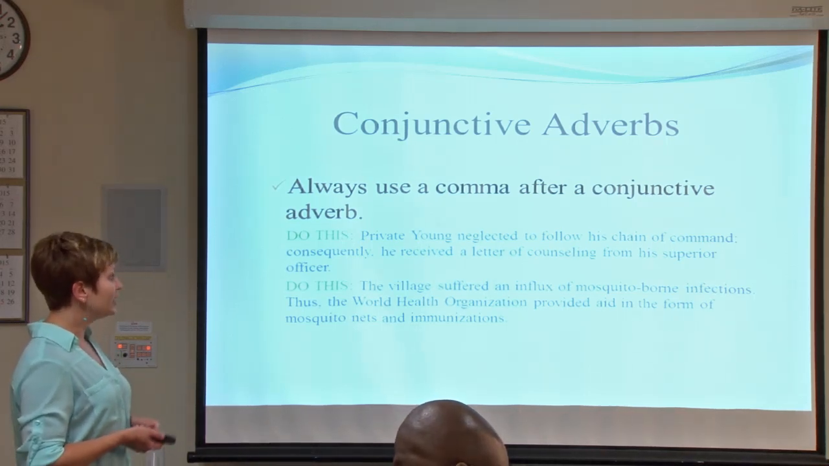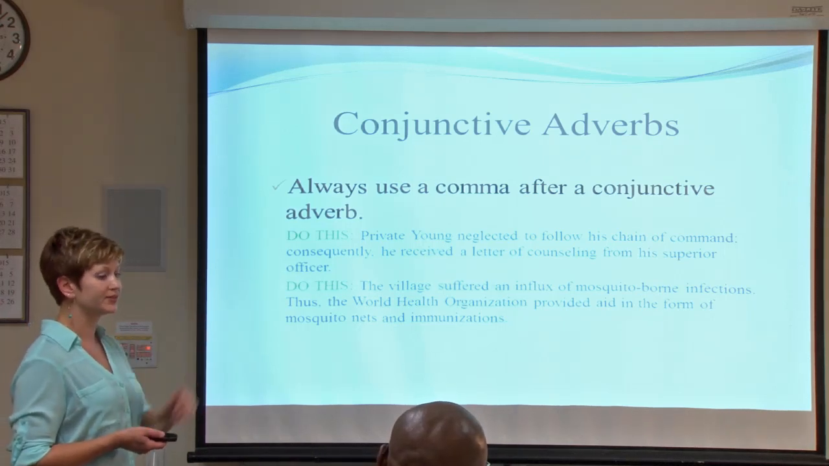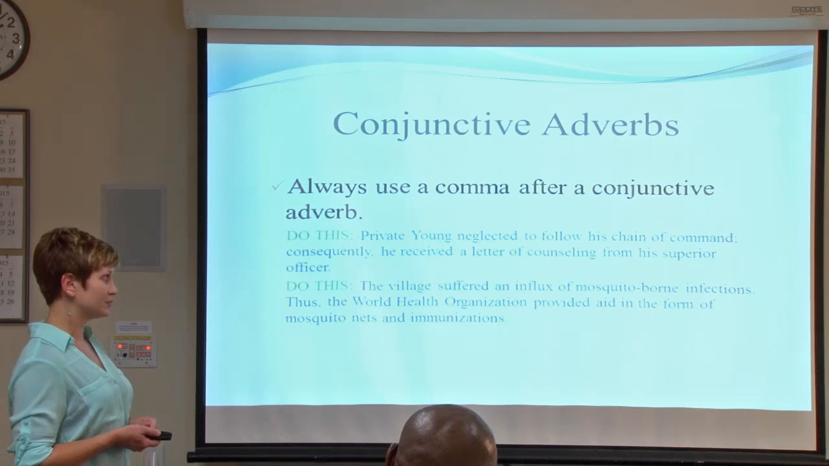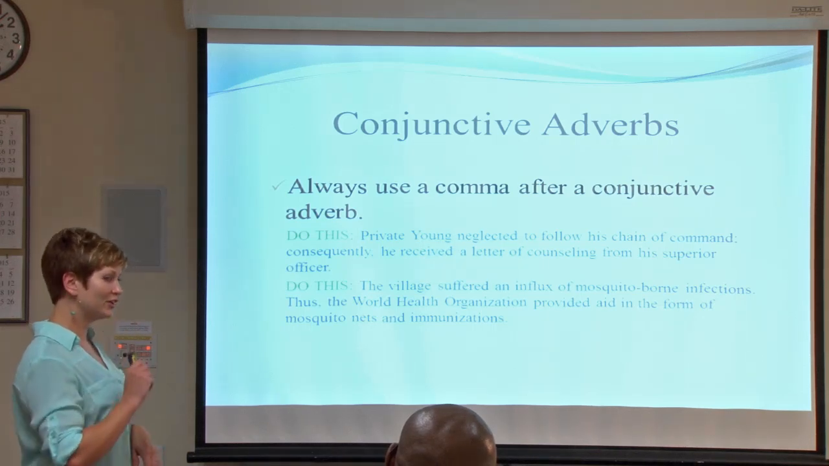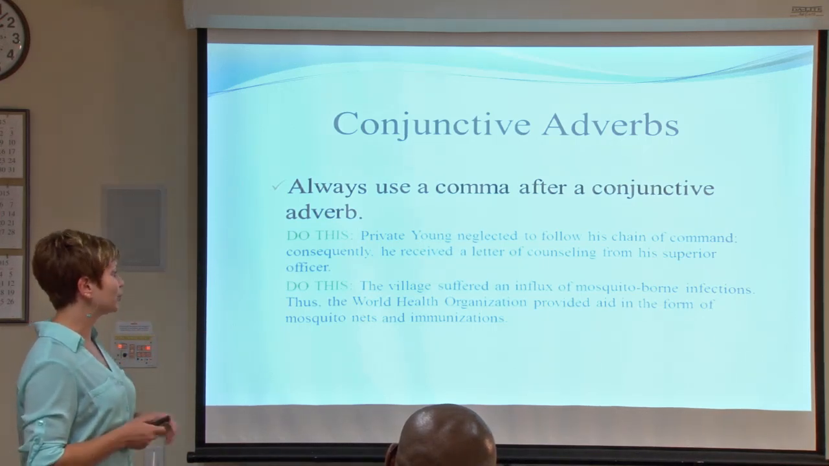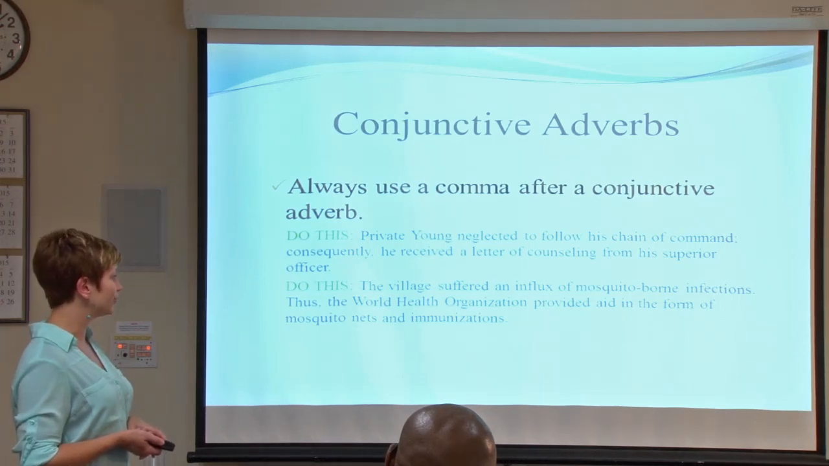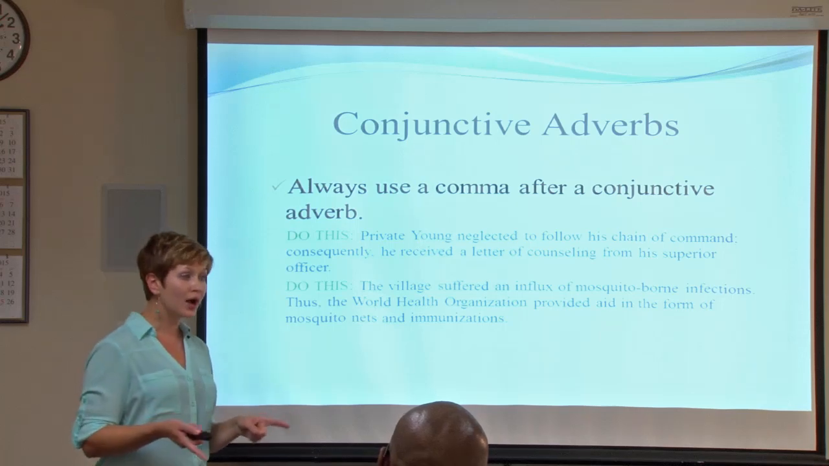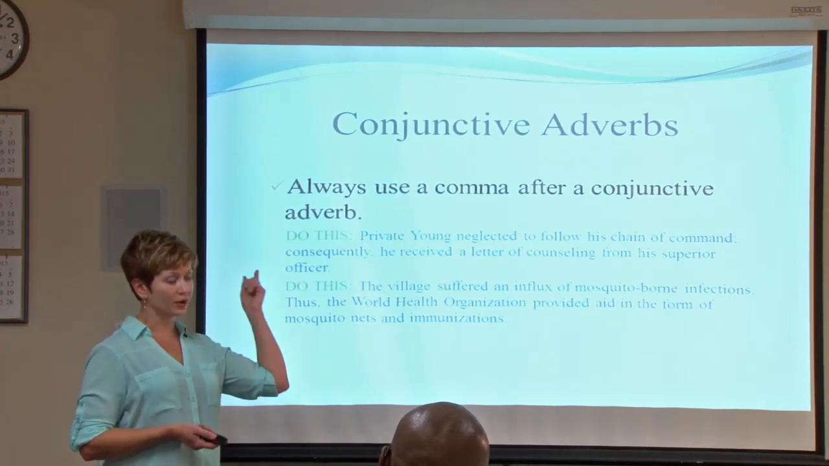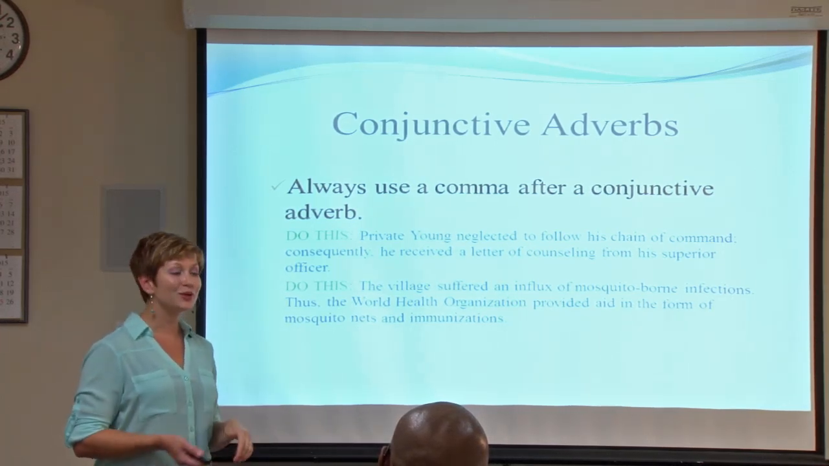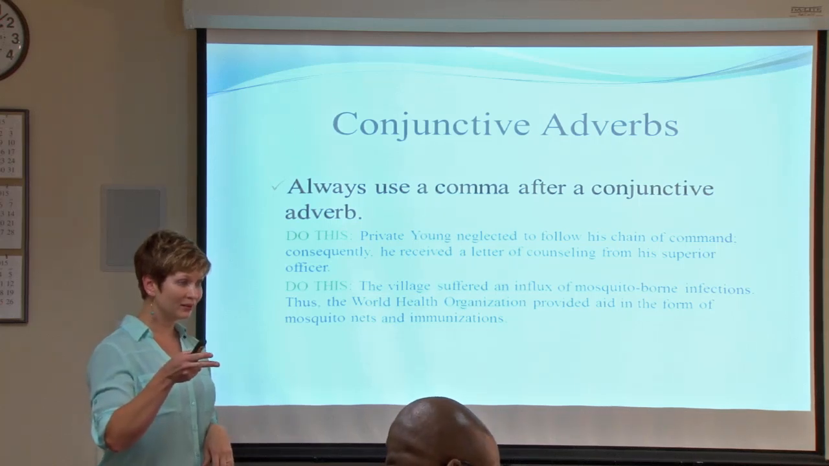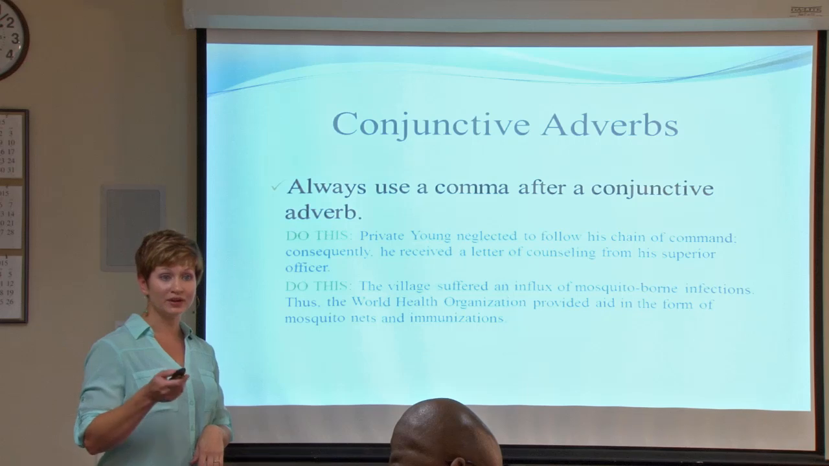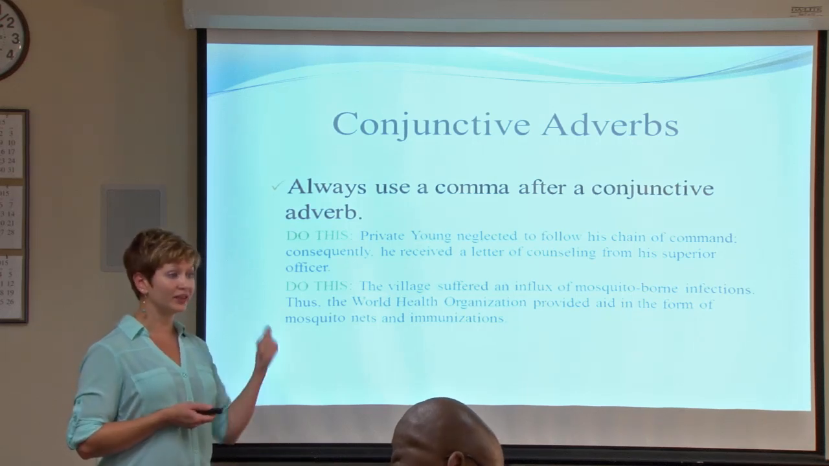Here's another example. This time I've punctuated with a full stop in between the clauses. The village suffered an influx of mosquito-borne infections. Thus, the World Health Organization provided aid in the form of mosquito nets and immunizations. So you can see you have two options when you're punctuating with a conjunctive adverb. You can either use a semicolon and use the conjunctive adverb with a comma, or you can punctuate fully with a period and start the sentence with the conjunctive adverb.